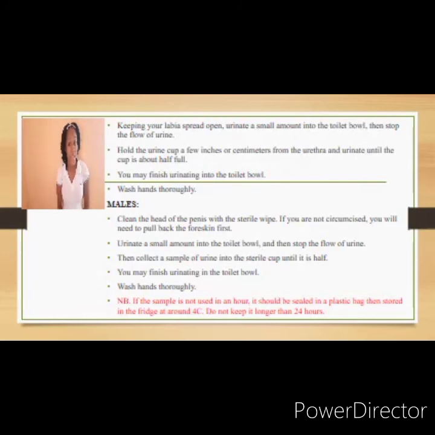For males, they should clean the head of the penis with the sterile wipes. If they are not circumcised, you will have to pull back the foreskin first. You will urinate a small amount into the toilet bowl and then stop the flow of urine. You will then collect the sample of urine into the sterile cup until it is about half full. You can then finish urinating into the toilet bowl and wash hands thoroughly after. If this sample is not used within an hour, it should be placed in a sealed plastic bag and placed in the fridge. No sample should be kept longer than 24 hours.